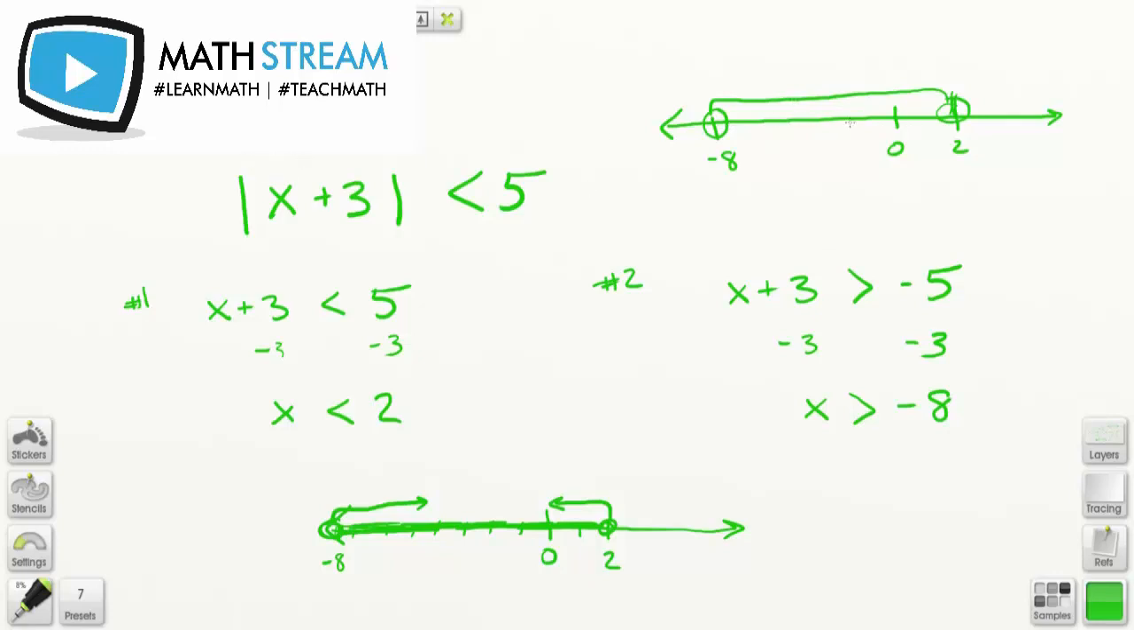And let's try it. Let's just choose, I don't know, we'll do -1 because that's within our range. If I plug -1 in for x, I get -1 plus 3, that's 2. The absolute value of 2 is 2. And yes, 2 is less than 5, so we are correct. That's a correct answer. And that, my friends, is all the new material.